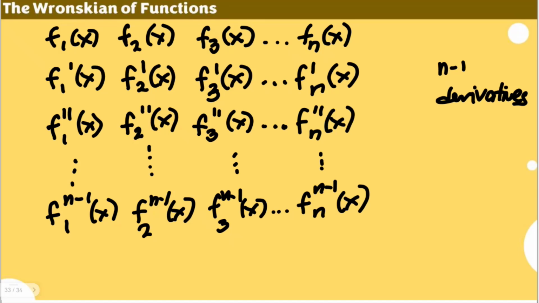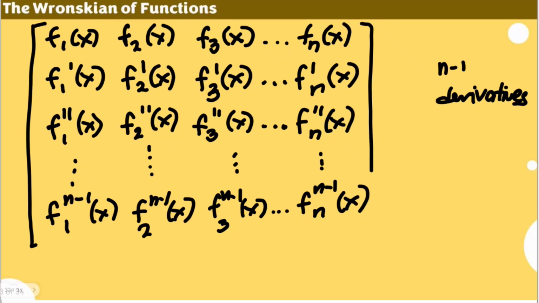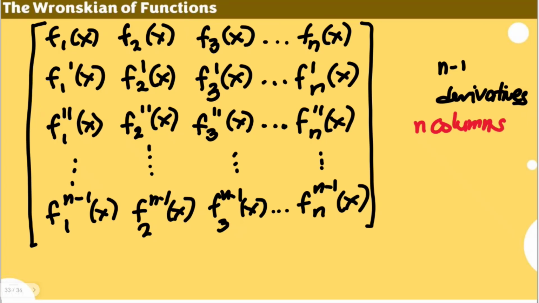Now, notice that if we're going to come up with a matrix with this, okay, this matrix is actually a square matrix. Why? Because the number of columns here is actually, there are n columns, okay? There are n columns and n rows as well. Even if our last derivative is n minus 1, we started with the original function. So n minus 1 derivatives plus this original function, so we still have n number of rows. Hence, it's again a square matrix.